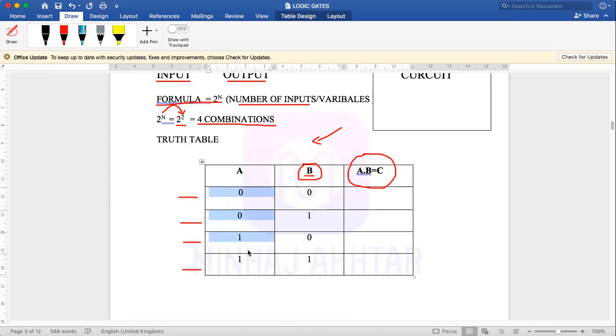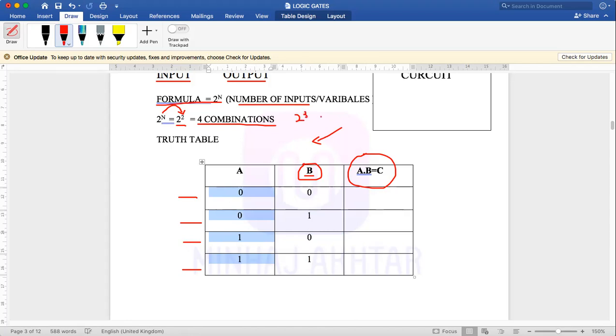Once you are going to draw the truth table for 2 variables, the first value will be 0, 1, 0, 1. And the second value is 0, 0, 1, 1. But what if there are 3 inputs? Yes, if we have 3 inputs, it means 2 power n will be changed. If we have 3 inputs, so I'm going to write 2 power 3.